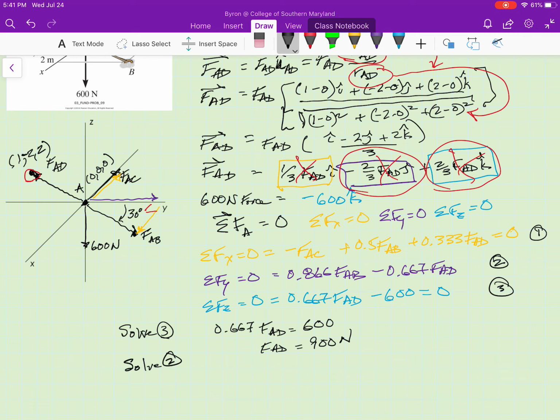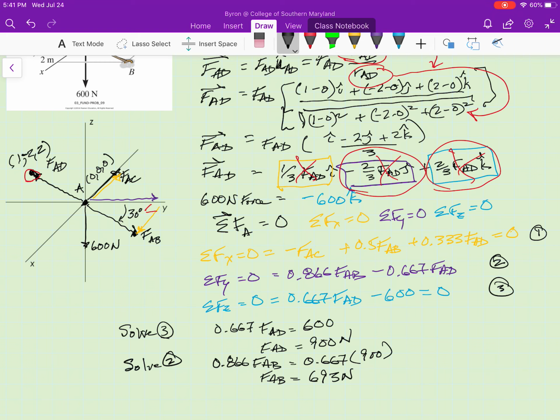I can write equation 2 as 0.866 FAB equals 0.667 times FAD, which I just got a number for, which is 900. So FAB is 693 newtons.